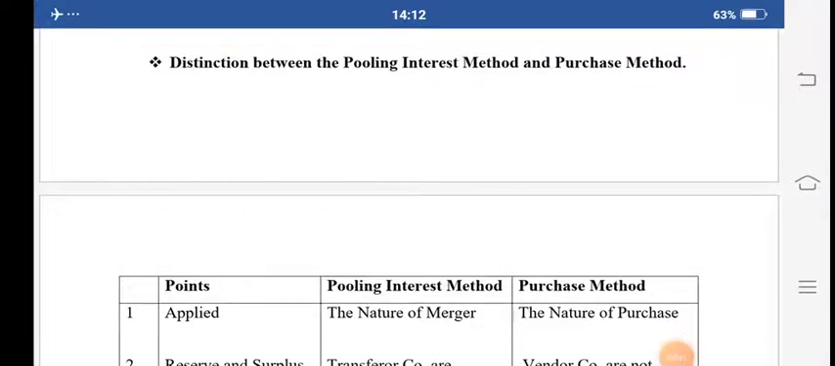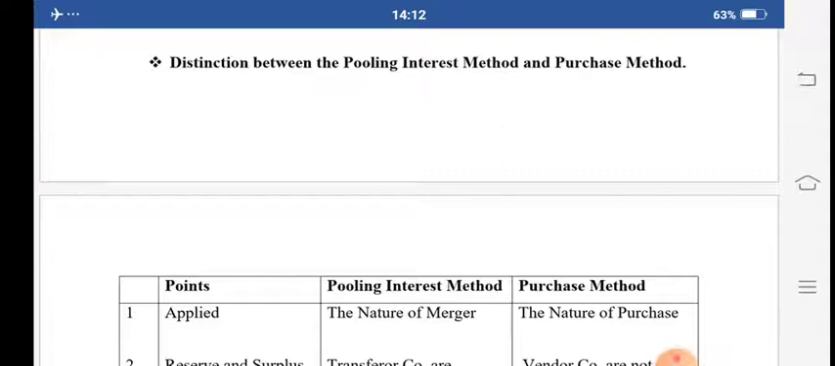Hi students, this lecture for BBA 4th semester is on corporate accounting. In the last lecture we discussed incorporating entries in the books of the transferee under the purchase method.